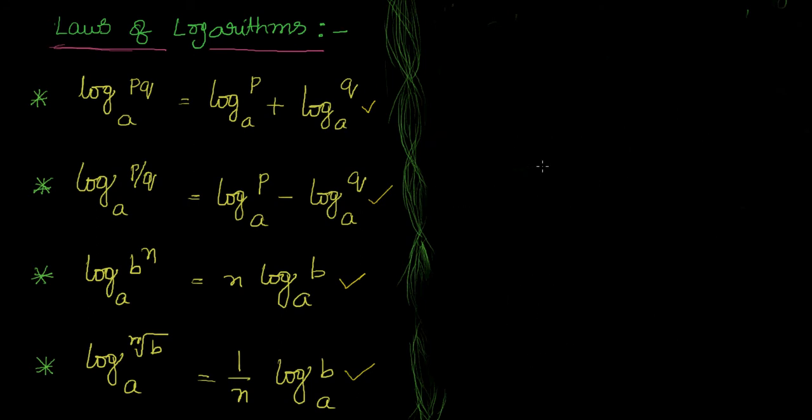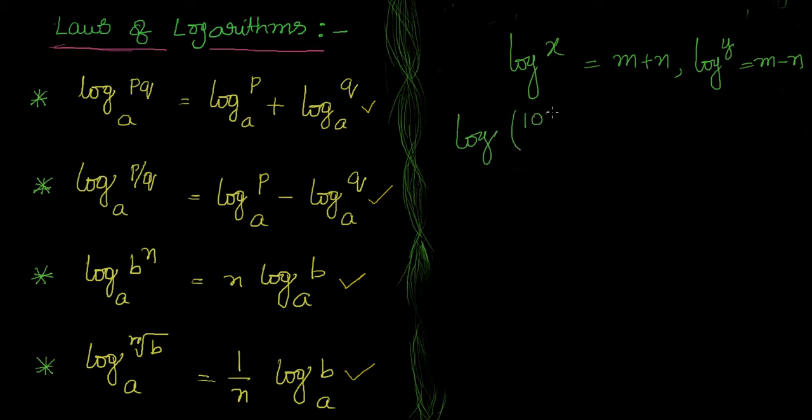Let's take another one. Let's pick another one. Okay, this is interesting. If logarithm of x is equal to m plus n, comma, logarithm of y is equal to m minus n, find out what is log of 10x by y square in terms of m and n.